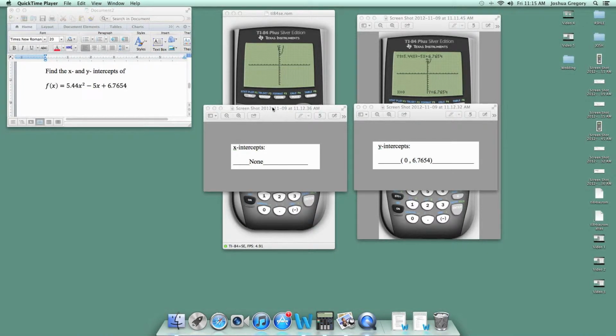So that was the easy one. Special case, so I'm glad we talked about it. And then the other parabola, for the y-intercepts, the same function, this is where you do your value at x equals 0. We get a 0, 6.7654. Alright, well if you didn't get it, that's okay. Keep practicing. This isn't something you get right away. You kind of have to master the keystrokes.